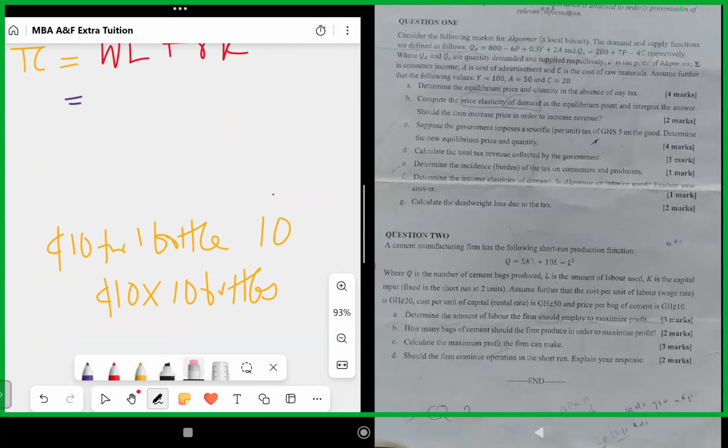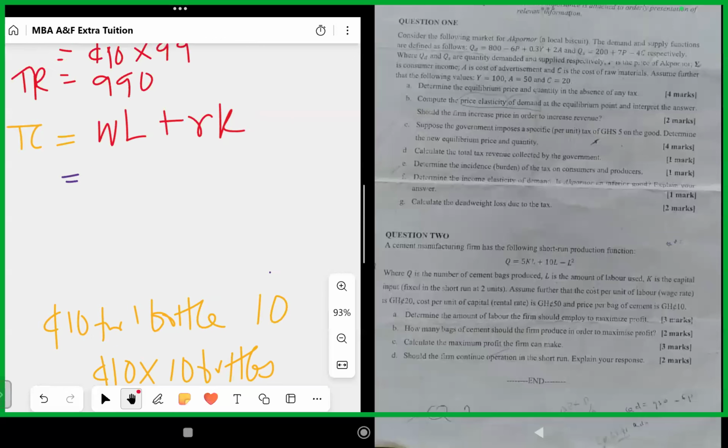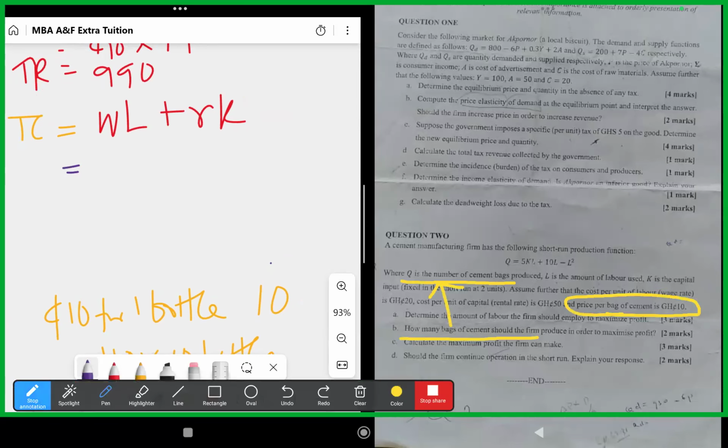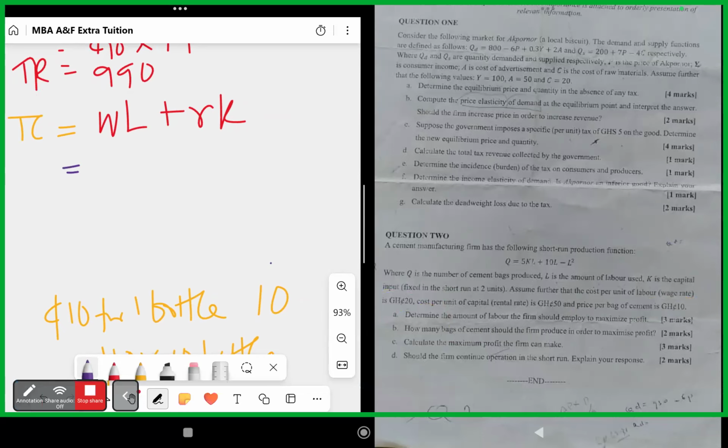But if you are in haste in exams, you might wonder, oh, how do I go about this? It's very simple. The wage is the money. And how much is the wage? 20. So I come here and put in the wage figure of 20 cedis. I'll multiply by the labor units of 9, plus the rate. How much is the rate?